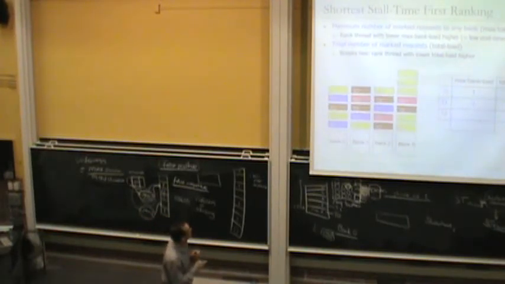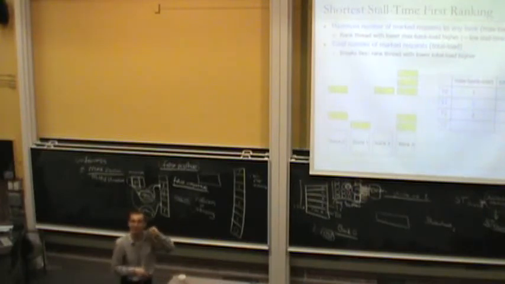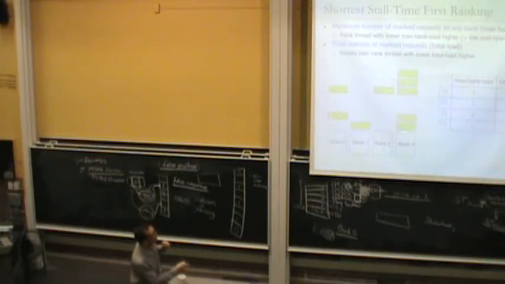Okay, for thread 2, again, the maximum number of requests it has to any bank is to either bank 1 or bank 2, which is both 2, but it has a total number of 6 requests. And thread 3 is the most intensive thread, if you will, in terms of memory. It has 5 requests to bank 3, which determines its max bank load. And its total number of requests is 9.